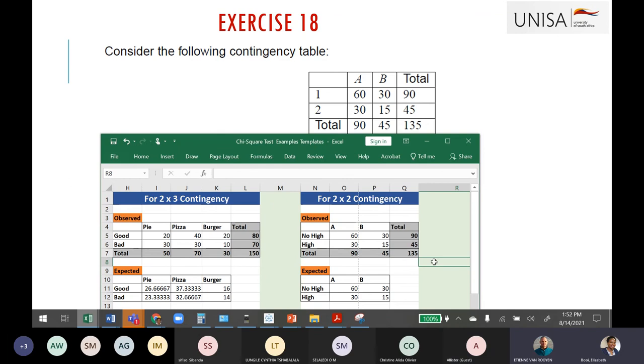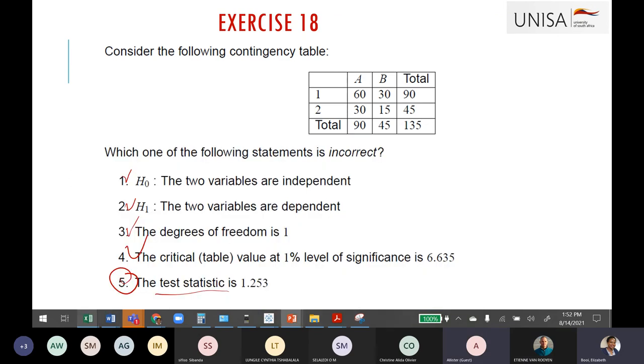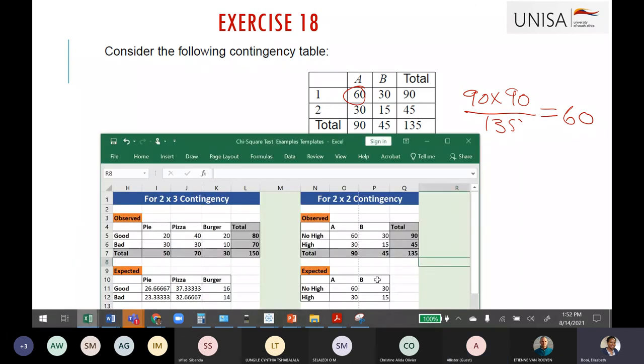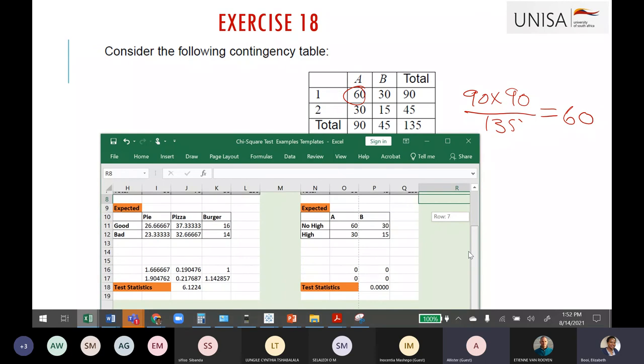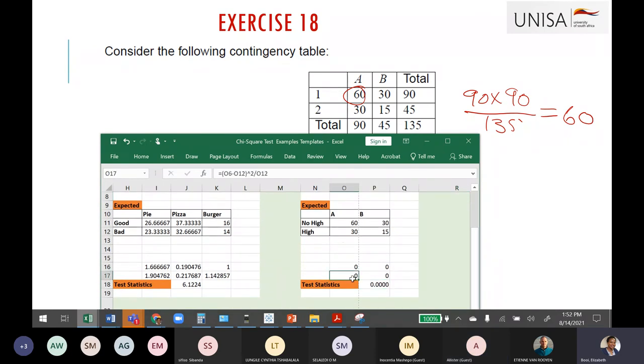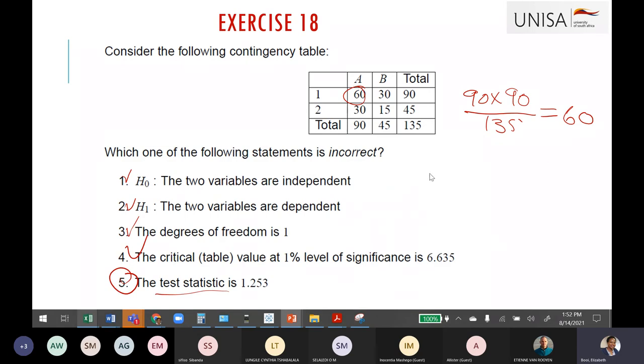And then the test is just, even when you take your calculator, remember for the 60, it will be 90 times 90 divided by 135. So what do you get when you calculate 90 times 90 divided by 135? The answer is 60. It's just weird having the observed and expected tables look the same. But I can check the test statistic is 0, because your calculation will be 60 minus 60, which is 0, so that will be incorrect.